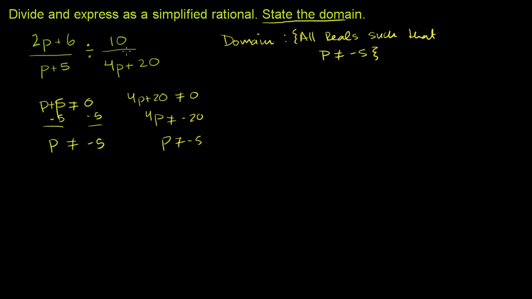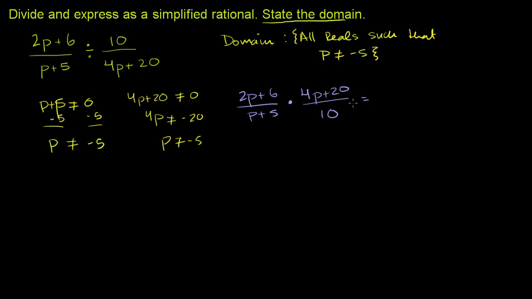When you divide by a fraction or a rational expression, that's the same thing as multiplying by the inverse. So let me just rewrite this thing over here. 2p plus 6 over p plus 5 divided by 10 over 4p plus 20 is the same thing as multiplying by the reciprocal, multiplying by 4p plus 20 over 10. I changed the division into a multiplication, and I flipped this guy right here.